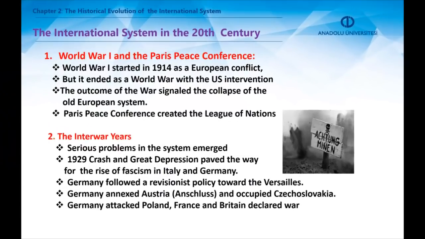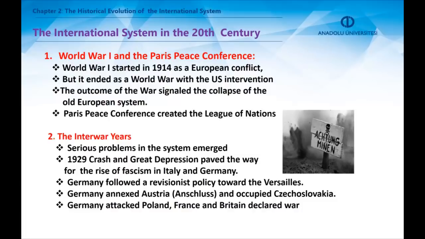World War I started in 1914 as a European conflict. However, it turned out to be a world war with the U.S. intervention. At the peace conference, the big powers created the League of Nations, so you can say the early 20th century is also the system of the League of Nations.